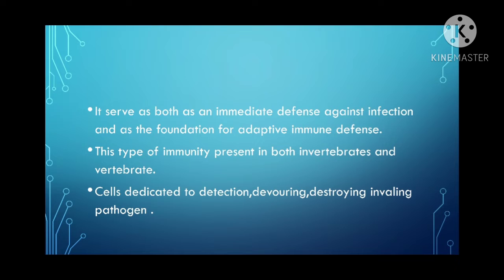The next point is that this type of immunity is present in both invertebrates and vertebrates. The cells in this immune response are dedicated to detection. It means they will detect whether any infectious agent is present, then devour and destroy it. These are the three basic steps by which they can respond.